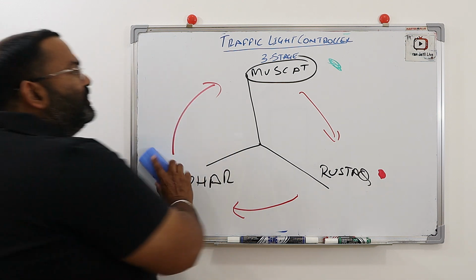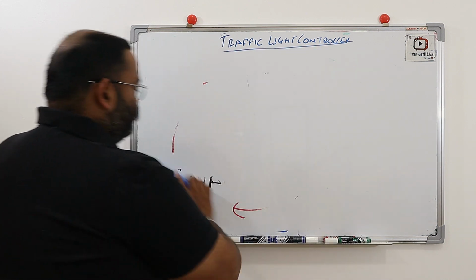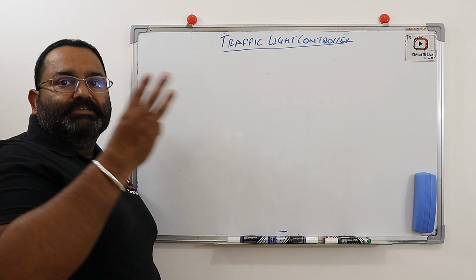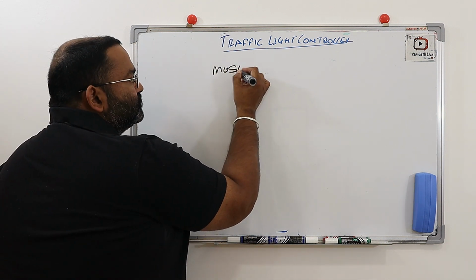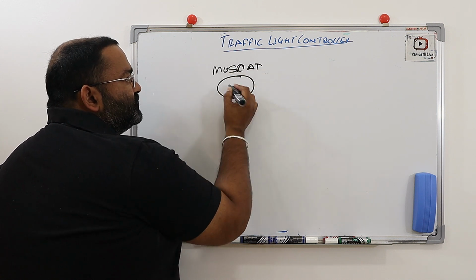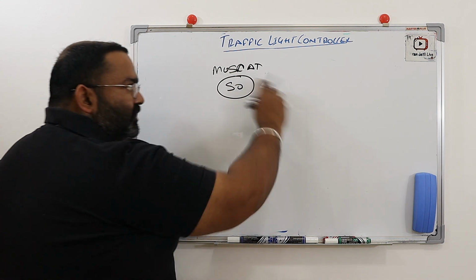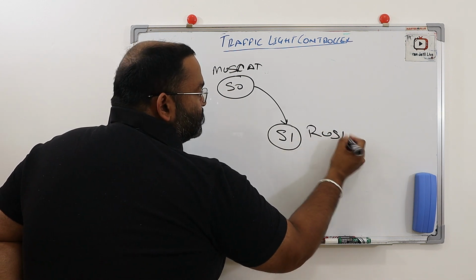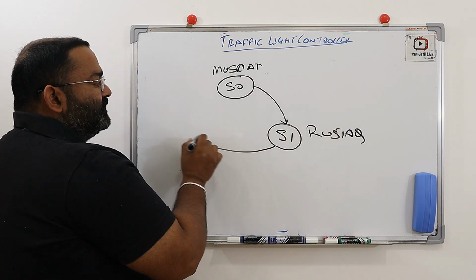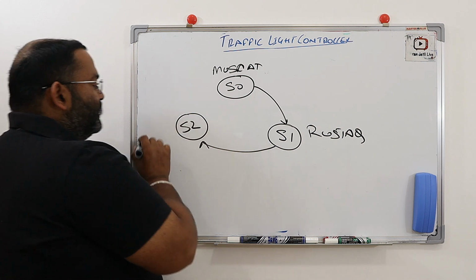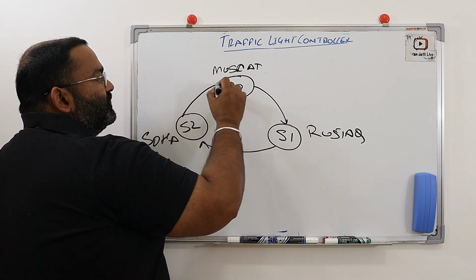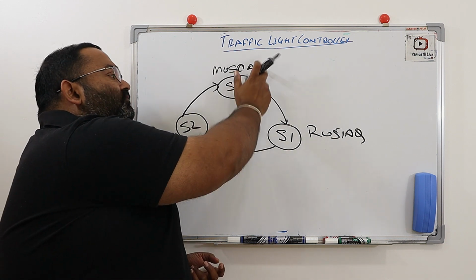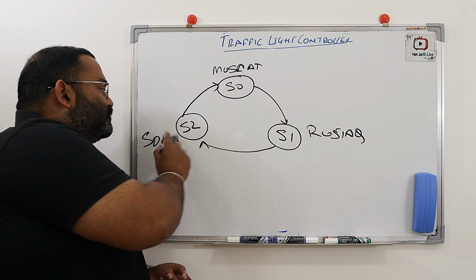The first step is making a state diagram. We have three cities. Let us denote Muscat with state S0. Then when the time is complete, we go to S1, and that city was Rustak. Again when the time is complete, it changes to S2, and the city was Sohar. And again when the time is complete, Muscat comes again. So total how many states are there? Three states: S0 for Muscat, S1 for Rustak, and S2 for Sohar.